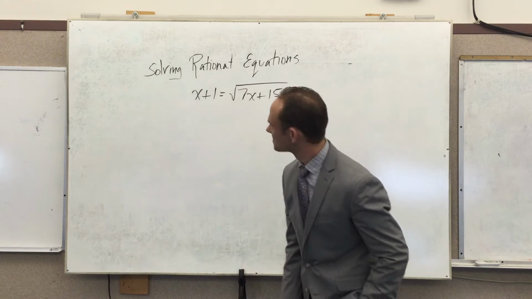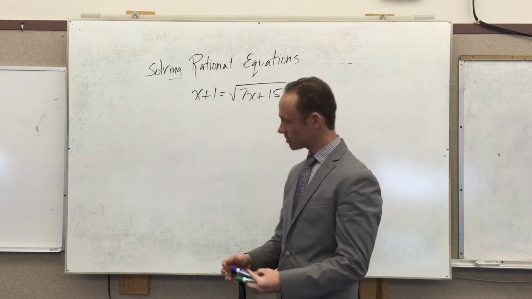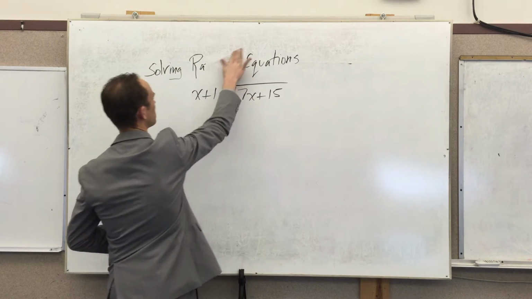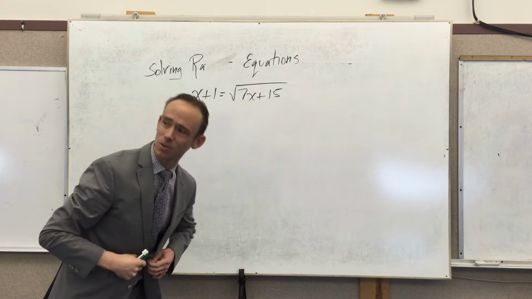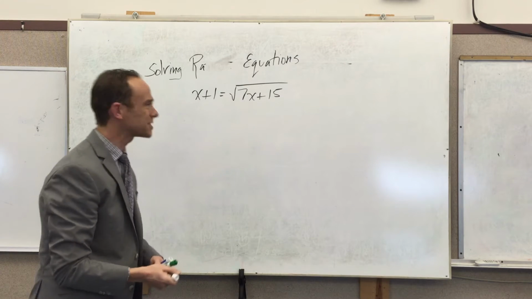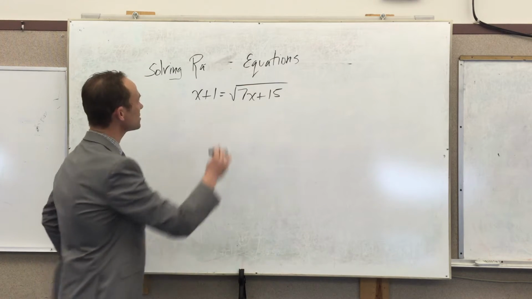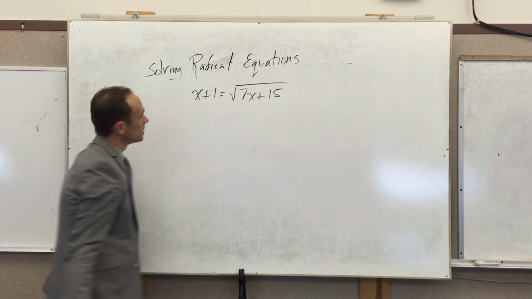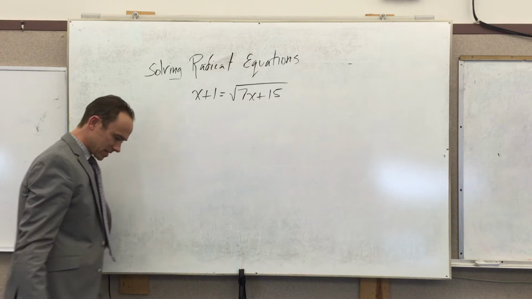Rational? Man, I wrote the wrong word. I do apologize, man. That ain't no rational equation right there. What you talking about, Mr. Miller? That's a radical sign. That's a radical sign. There it is. Now it's perfect.